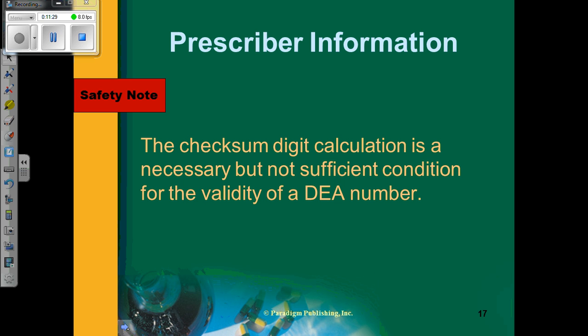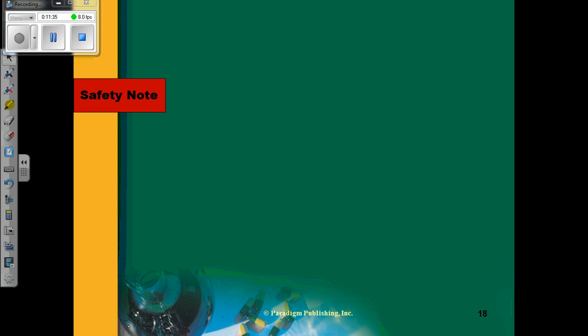So the checksum digit calculation is a necessary but not sufficient condition to make sure the DEA number is valid. So I'm going to do one here for you. We're going to call him Dr. Johnson. I think this one was out of your book.